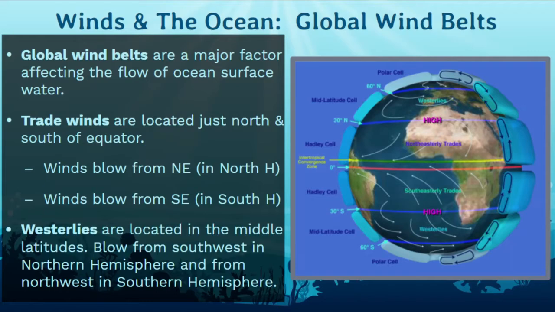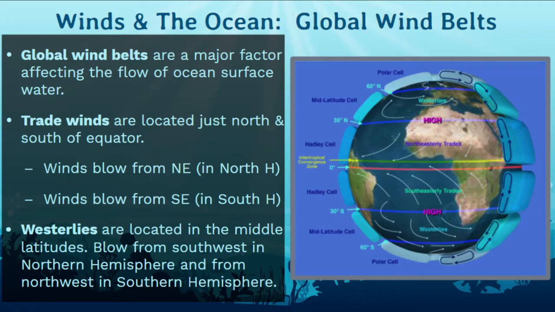We can't talk about currents unless we also talk about wind. So first of all, we have to talk about global wind belts. This is the major factor behind air movement, which we said was one of the causes behind surface currents. Trade winds are the winds located just north and south of the equator. You have the northeastern trade winds and the southeastern trade winds, and you'll see that they actually go in different directions. One goes counterclockwise, the other clockwise, and this is due to the rotation of the Earth.